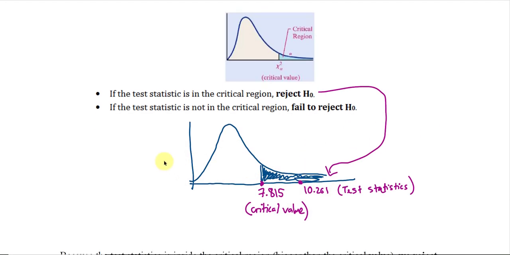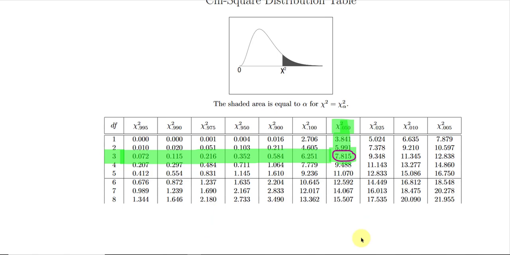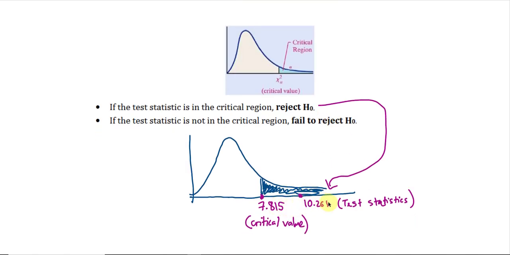In this case, if you draw the chi-square, the first thing is I label the critical value, which is the one I found by the table here, 7.815. And then my test statistic from the chi-square formula earlier, I got 10.261. And of course 10.261 is after 7.815, and therefore this point is inside the critical region, right? This one is the critical region. If the test statistic is inside the critical region, then you reject the null hypothesis.